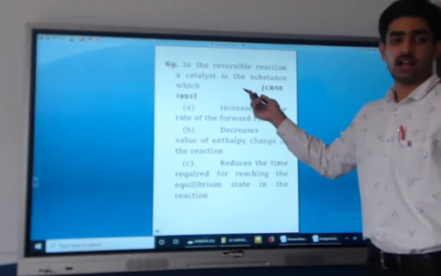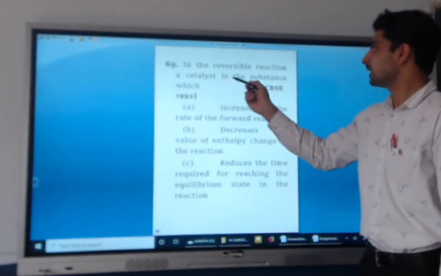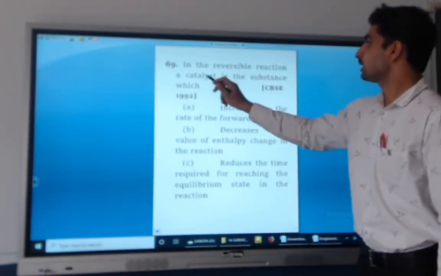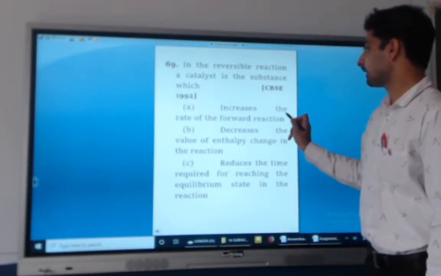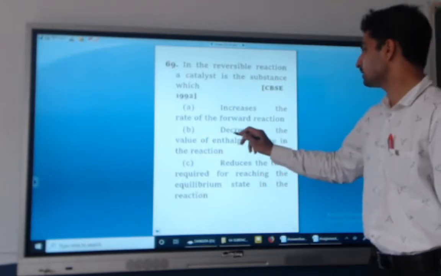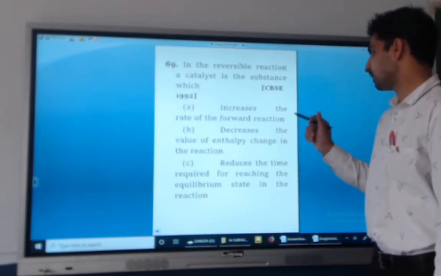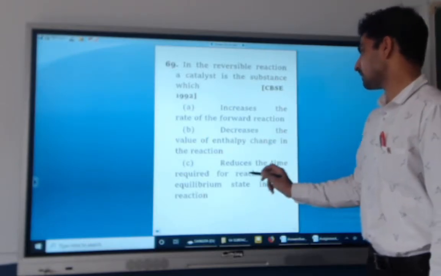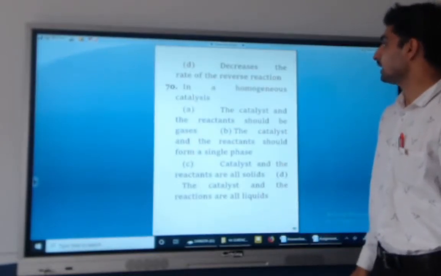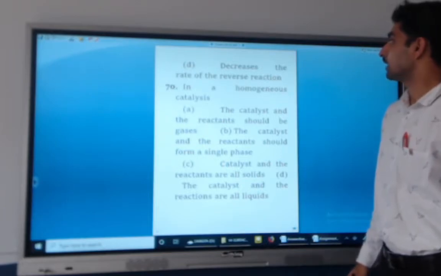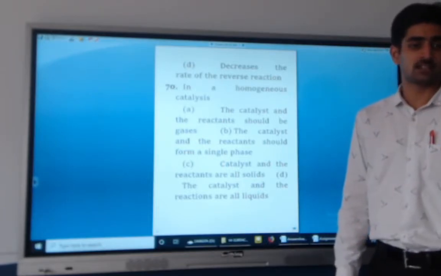So, as I gave you some homework, in a reversible reaction, a catalyst is the substance which: the options are increases the rate of the forward reaction, decreases the value of enthalpy change in the reaction, reduces the time required for reaching the equilibrium state in the reaction, and option D is decreases the rate of reverse reaction. So the answer is option D.